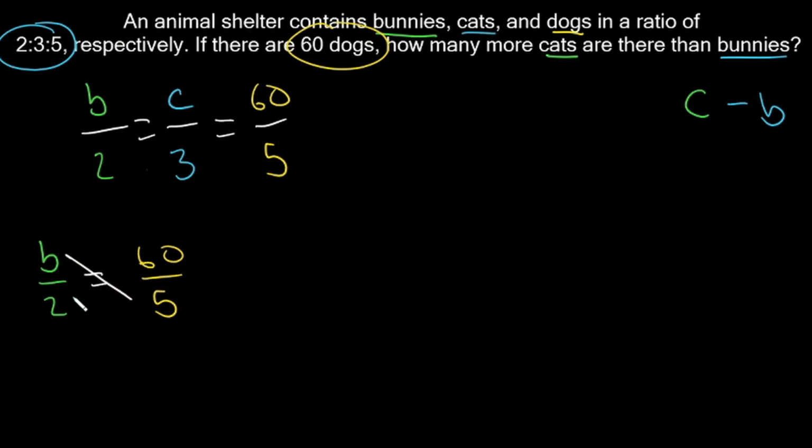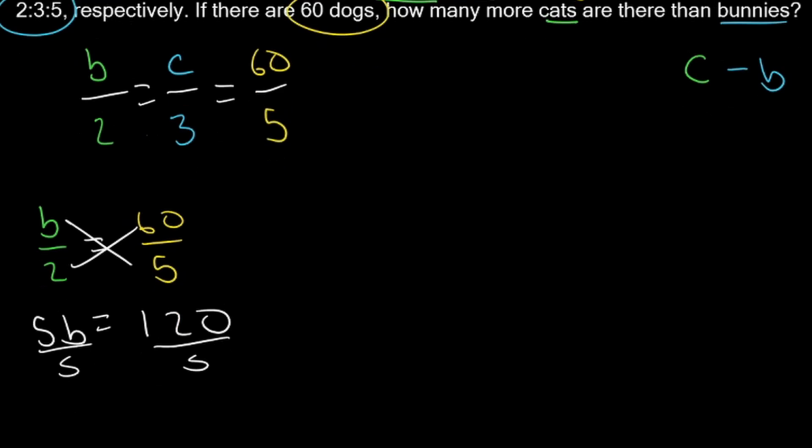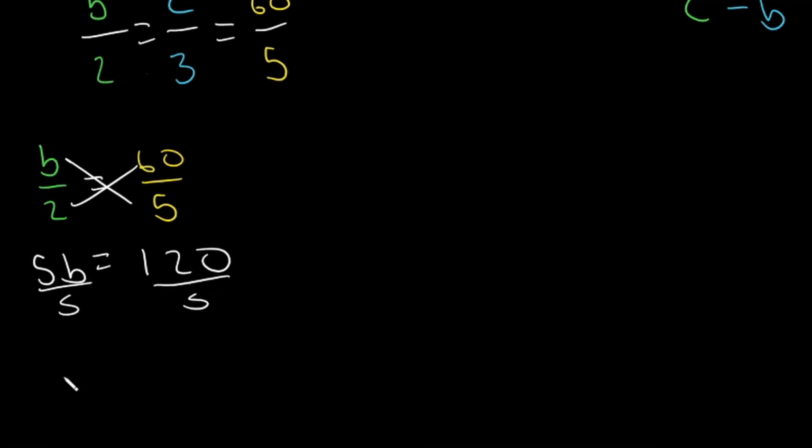So now we just cross multiply, and we will get 5B is equal to 60 times 2, which is going to be 120. So now if we divide both sides by 5, we will end up with B is equal to 120 divided by 5. Put that into your calculator because I'm not good at head math. B is going to be equal to 24.